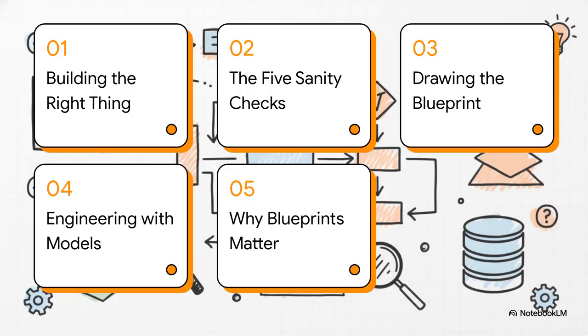So, here's our game plan. First, we're going to pinpoint the one core problem that every single project runs into. Then, we'll walk through some simple checks to help you dodge disaster. After that, we'll get into the real power of visual blueprints, see how modern engineering puts them front and center, and then wrap it all up with why this entire approach is such a game changer.